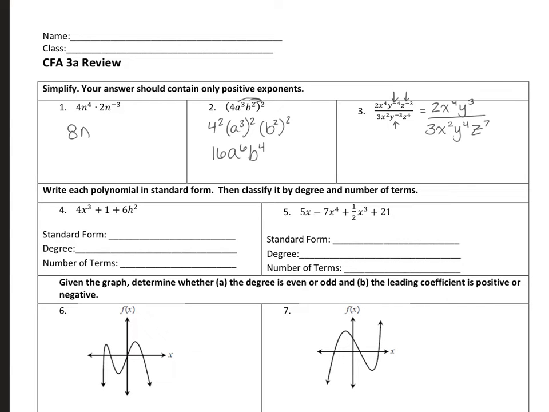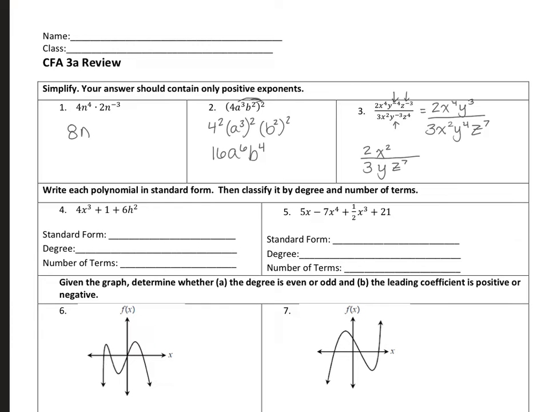Okay, so now we can simplify. So 2 over 3 does not simplify any further than that. So we will have 2 over 3. X to the 4th over x squared: there's 4 on top, 2 on the bottom. We can cancel 2, and there is 2 left on top. Y to the 3rd divided by y to the 4th: 3 on top, 4 on the bottom, so we can cancel 3, and there is 1 left on the bottom. And then z to the 7th is left in the denominator.